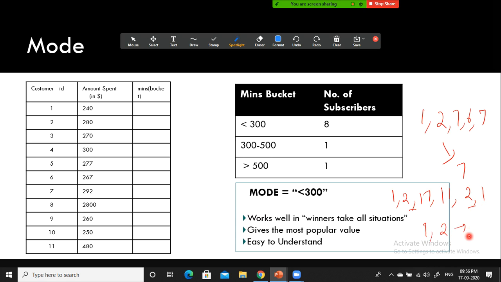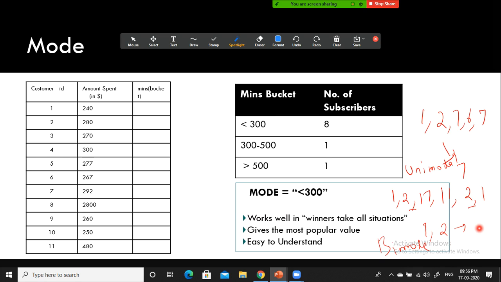This is called unimodal because you have only one mode. In this case, you have two modes, hence we call it bimodal. If you have 3 modes, we call it trimodal. If you have more than 3 modes, we call it multimodal. Sir, all this we studied in school time.